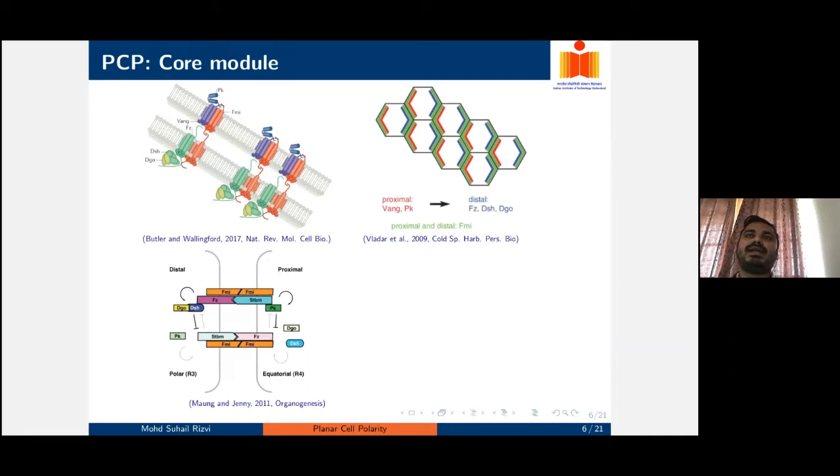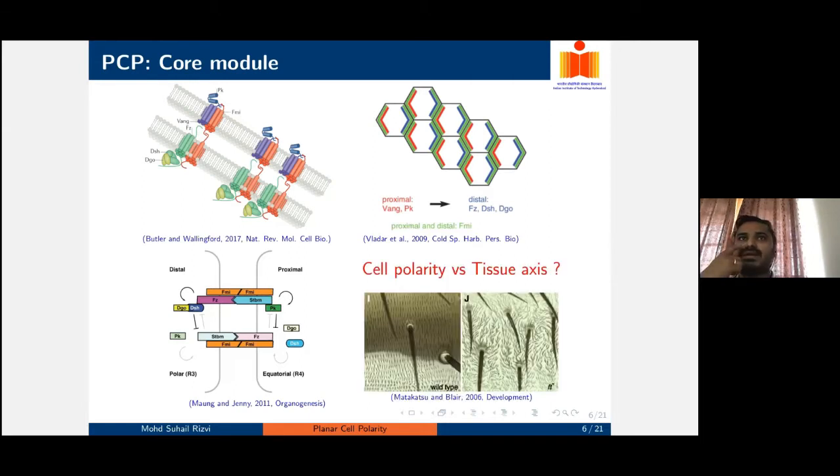But this does not tell you how the direction of the asymmetric localization is coordinated with the axis of the tissue. If you consider only such interactions which are due to the dimer formation across the membranes of the two cells, then that localization can happen in any direction in the plane of the tissue. So there must be some extra ingredient in this whole system which can coordinate the polarization of these proteins in the cells with the axis of the tissue or axis of the organ.